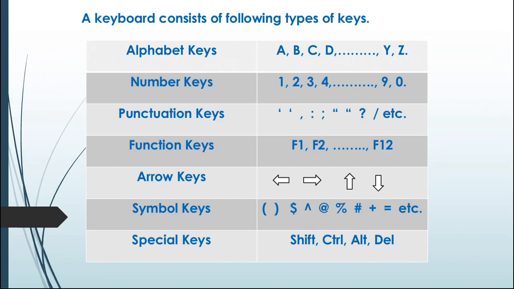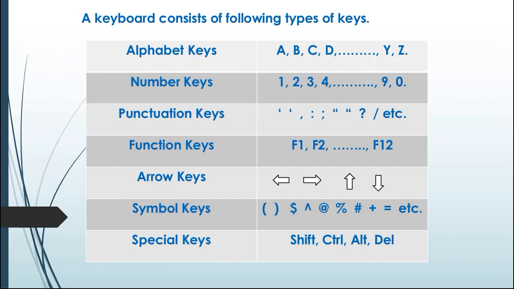Then we have arrow keys. If you want to move your screen up and down, right and left, you need to have arrow keys with you. Symbol keys. Drawing different symbols, for example, brackets, at, percentage, addition, is equal, number, etc. We have symbol keys. In so many keyboards, symbol keys are on the same key button as the number keys. I'll tell you how you work with them.